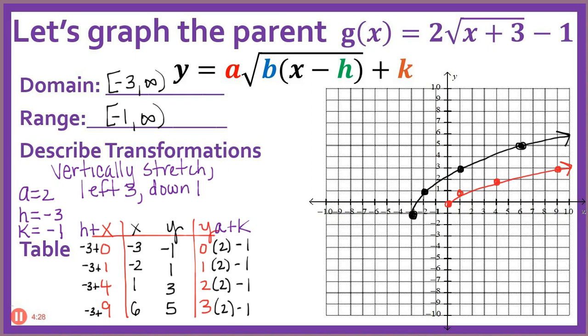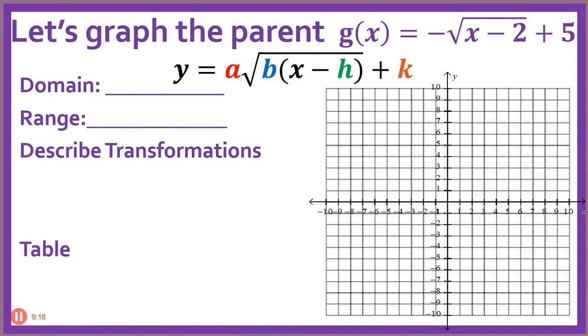Let's do one more example. Okay, so when we're looking at this example, again, notice that we have our a value, which is found in front. So in this example, a is equal to negative 1. The h value is underneath the square root, but it's the opposite, so h is positive 2. My k value is on the outside, and that's a positive 5.